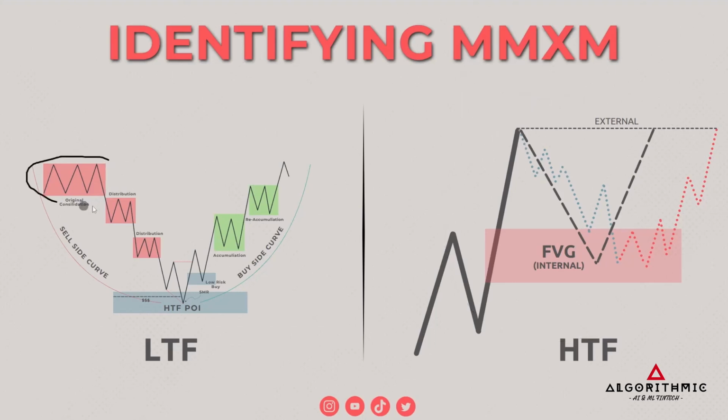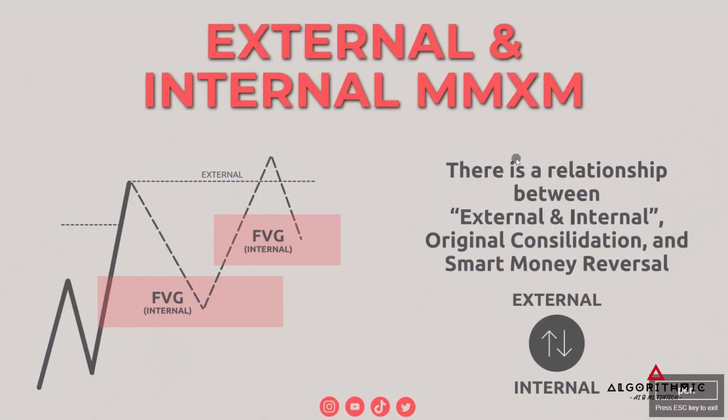When you zoom into the lower time frame, you're going to see all those tiny little phases. The original consolidation is just right there. The higher time frame, this is the one. Original consolidation is going to be right here. This is the liquidity. I mean, it makes sense, right? Higher time frame targeting external, low time frame is going to be original consolidation. You're going to see all the distribution phases, accumulation phases, all seen on the lower time frame. But in order to identify MMXM, we're going to be focused on the higher time frame. And again, we're going to be talking about the time frame alignment next.